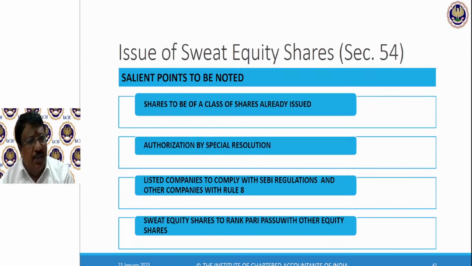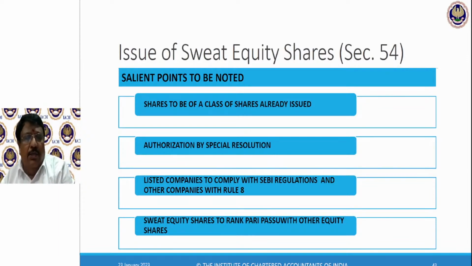Authorization should be by special resolution. Mostly you'll find anything to be done in terms of capital, there will be a special resolution to be passed by the company in a general meeting. Listed companies to comply with SEBI regulations. Do you remember what I said? SEBI regulation. Other companies with Rule 8.